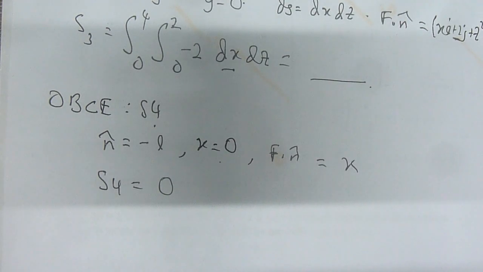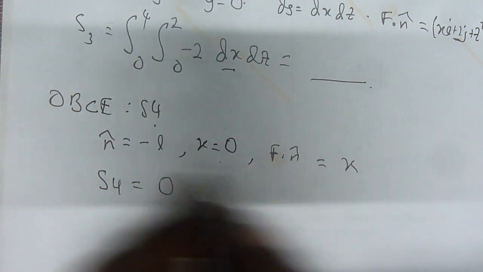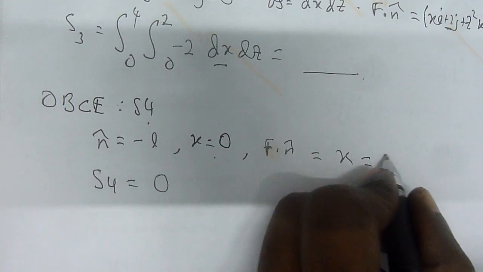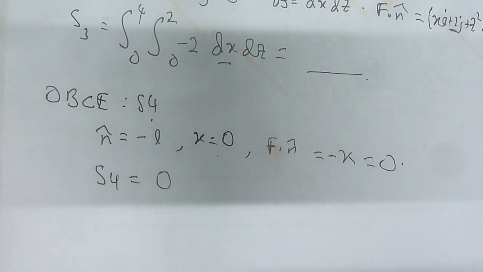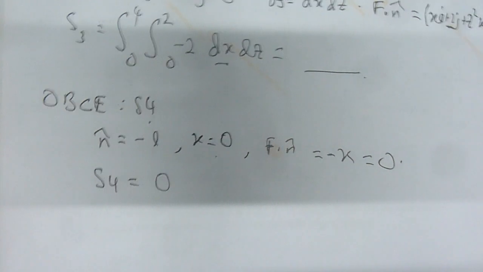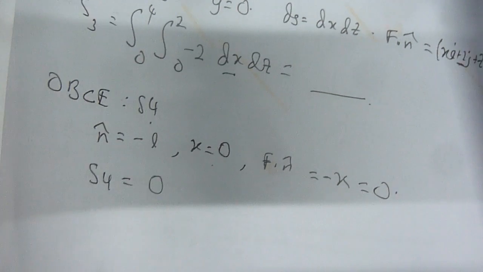Why 0? Since we know x is 0, then immediately you will get 0. This is a negative x. Negative x, you will get 0. Easy, done. The last one is the most important, and once we're done, that's the challenging one.